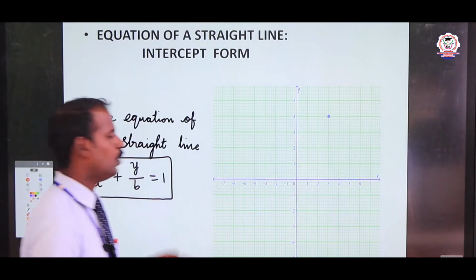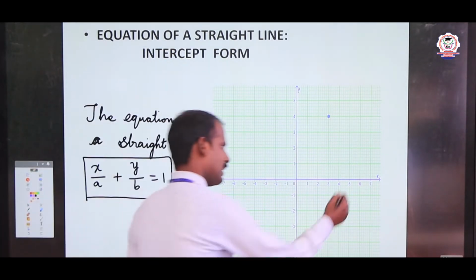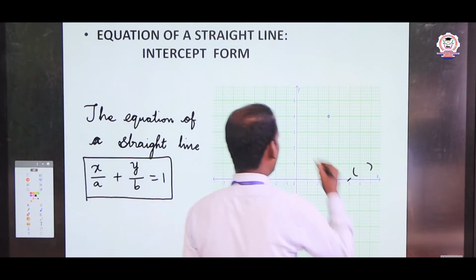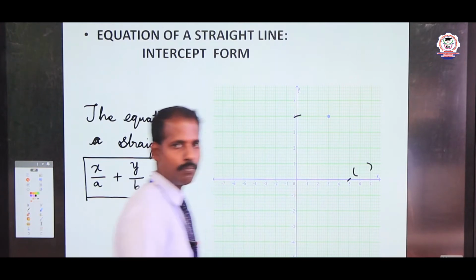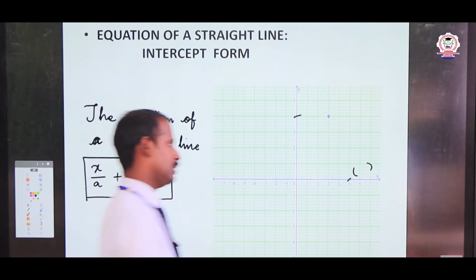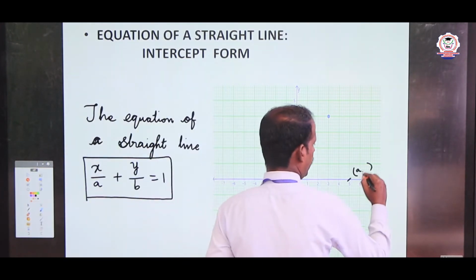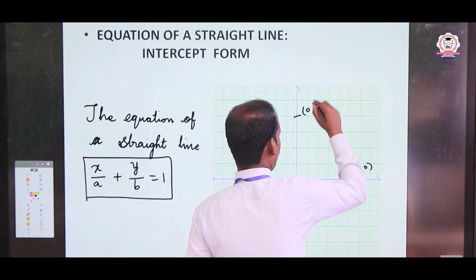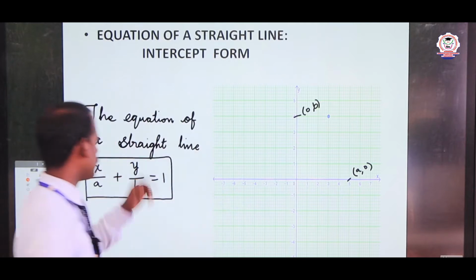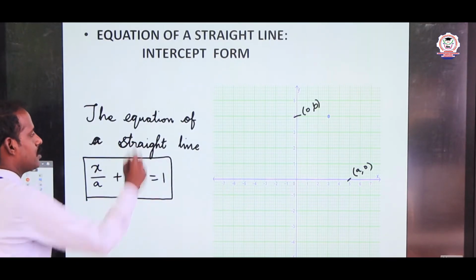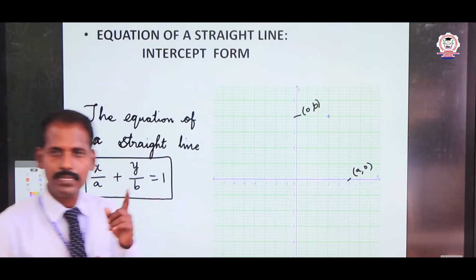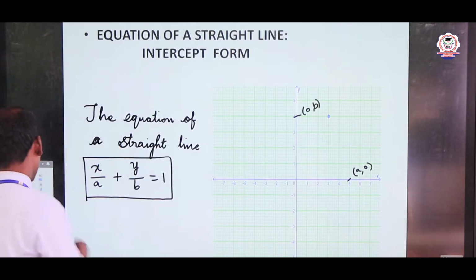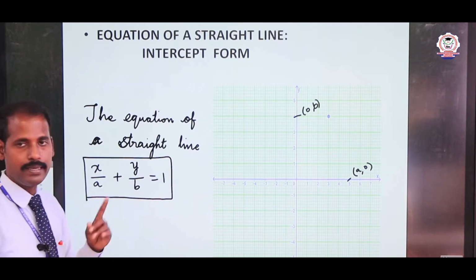So now what is x-intercept? Here the point where the line intersects the x-axis is called the x-intercept, and the point where it intersects the y-axis is called the y-intercept. If these two values are given, we can use the equation of a straight line, x by a plus y by b is equal to 1. This is the formula. Now let's see the concept with an example sum.